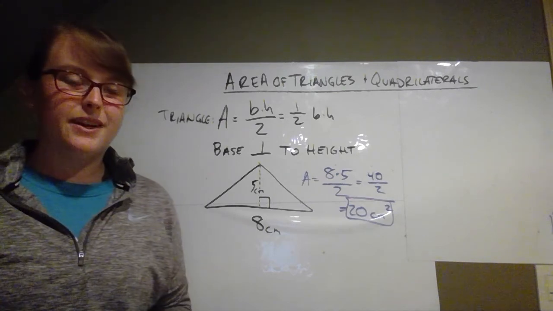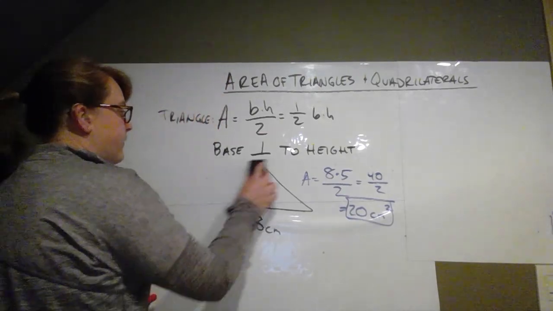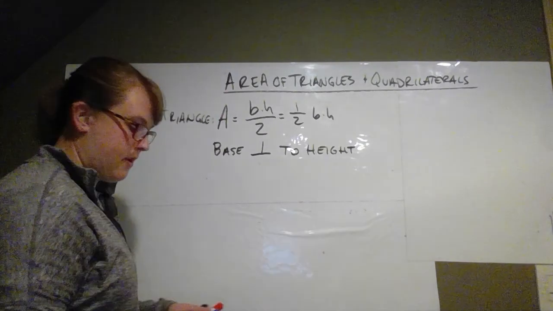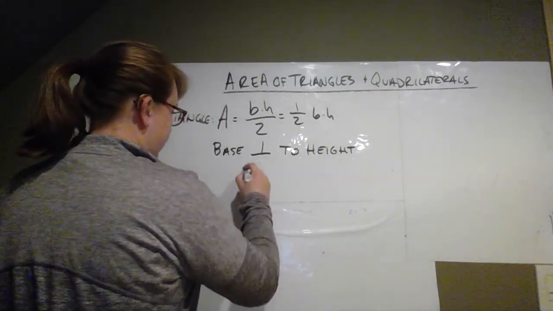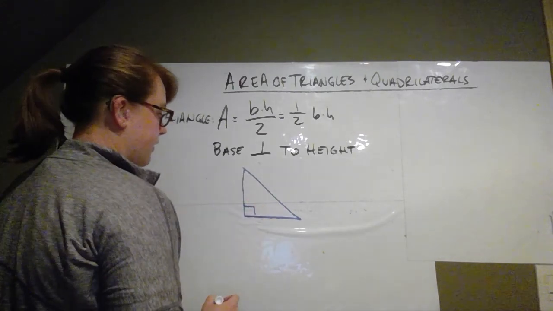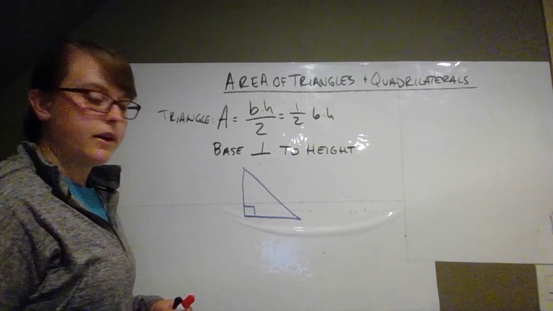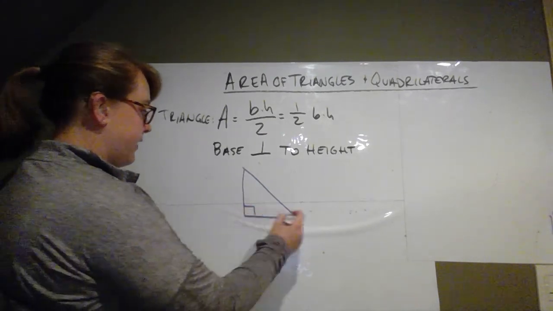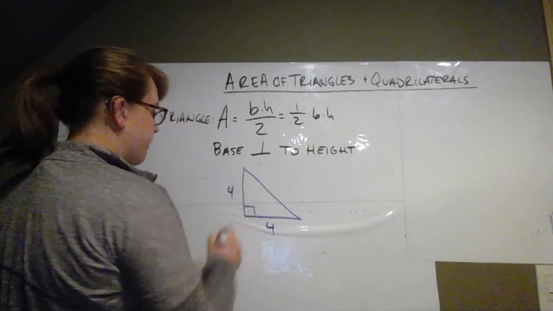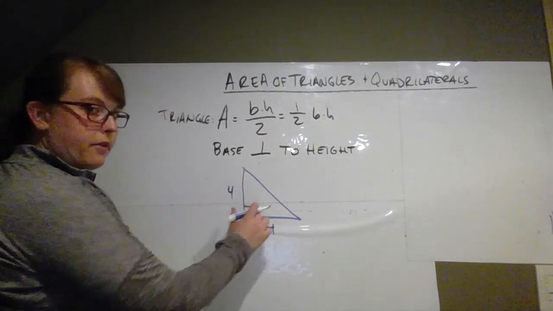There are other ways that we could see heights within a triangle. For example, if you have a right triangle like this, then we have two measurements of the triangle that are already perpendicular to each other. We have this side and this side, right? So if this was 4 and this was also 4, this would be our base and our height because we know they are perpendicular to each other already.